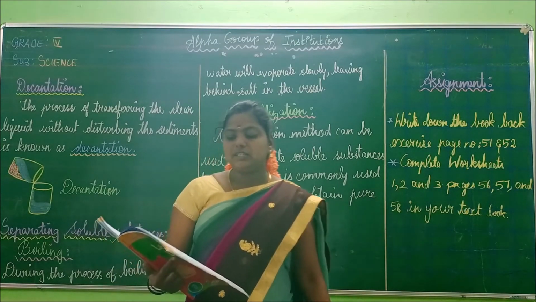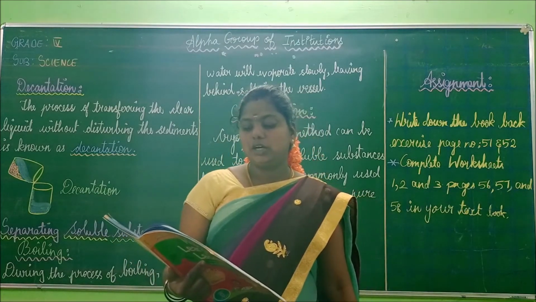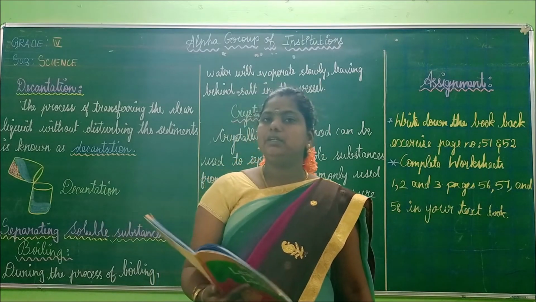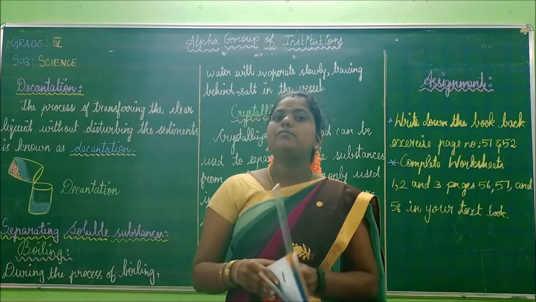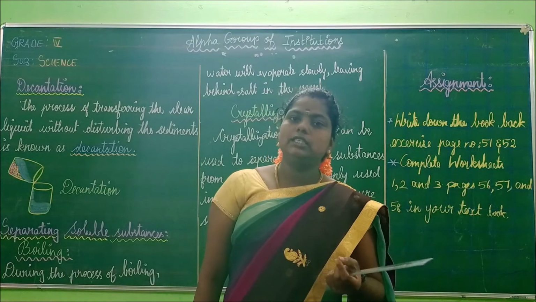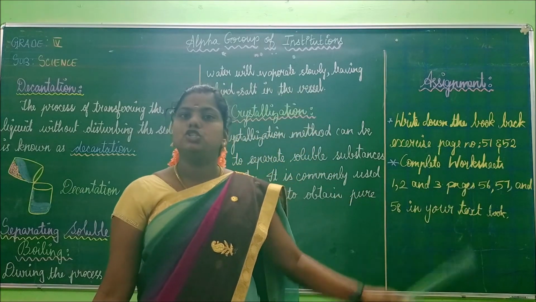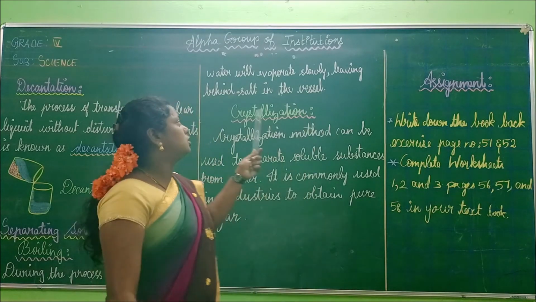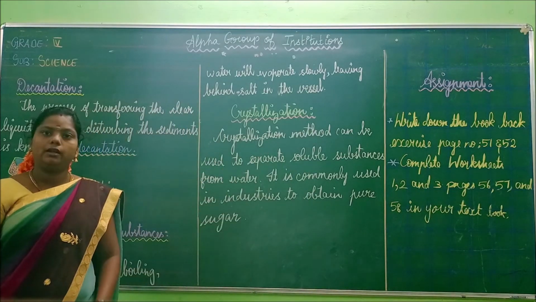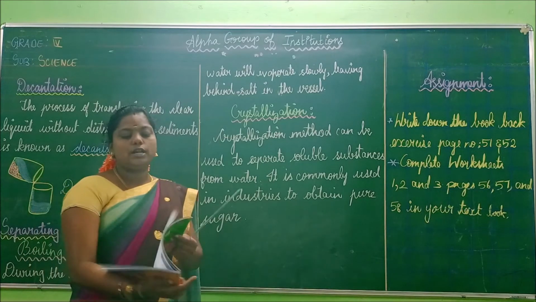After some time you will notice that the sugar crystals have formed in the dish. So after some time the sugar crystals will be formed in the dish. Like this you can separate the sugar. So here we have learned how to separate salt and water. Is it clear children? So here the lesson ends.